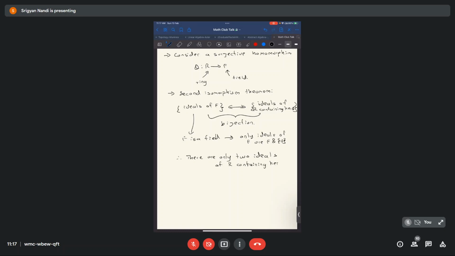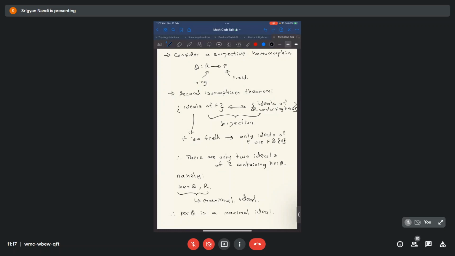But as we already know, the kernel of theta is an ideal. So the kernel of theta must be one such ideal, and the other one, of course, is R itself. So the kernel of theta and R are the only two ideals that contain the kernel of theta. Is this not the definition of a maximal ideal? Since no other ideal properly contains the kernel of theta and is also properly contained in R. So therefore, the kernel of theta is a maximal ideal.